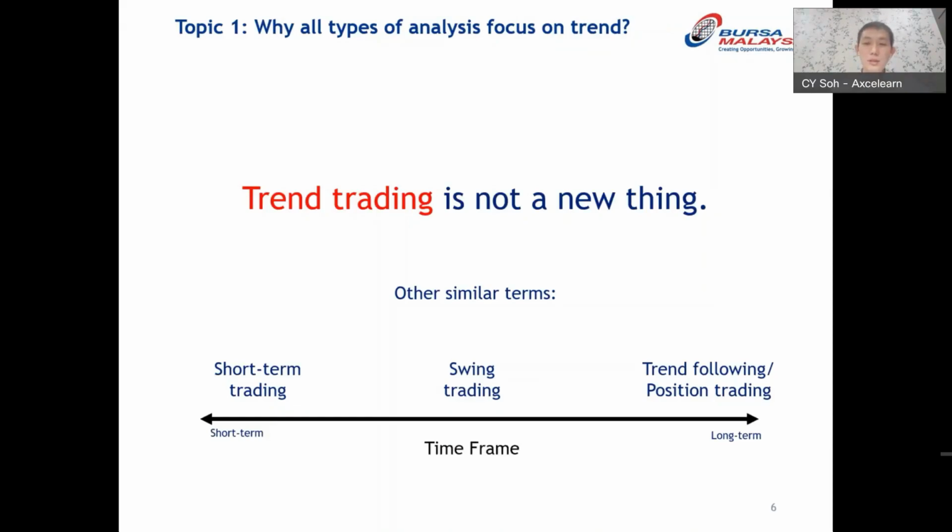Short-term trading focuses on a short-term trend, whereas for trend following or position trading, you are actually focusing on a longer-term trend, where you hold your position a little bit longer. So these are the major differences between trend trading, which is only the time frame itself. When you have a different time frame, of course, the strategy that you are using would be significantly different as well. All of the strategy that you're using is very, very closely related to the time frame.